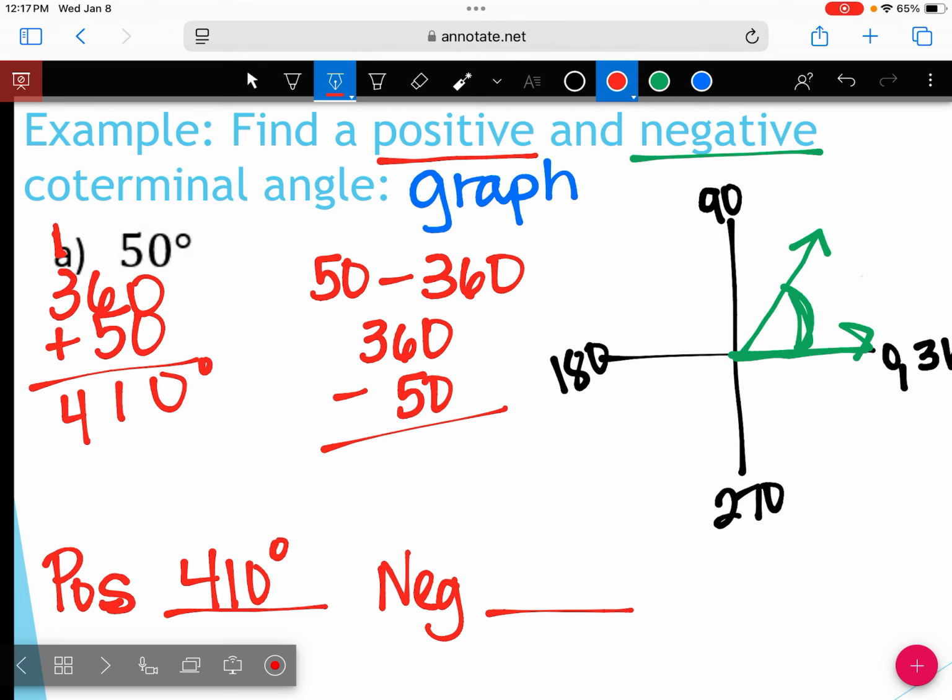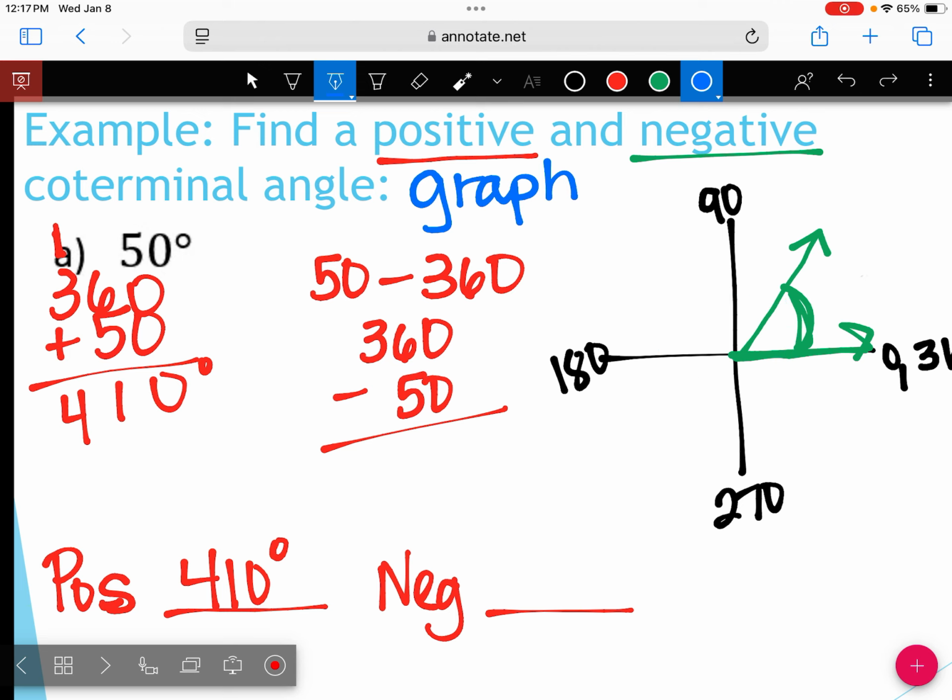410 degree. A 410 degree angle is going to have this exact same terminal side. The difference with a 410 degree angle is that it goes around and loops more than once. That's the difference. Does everyone see that?